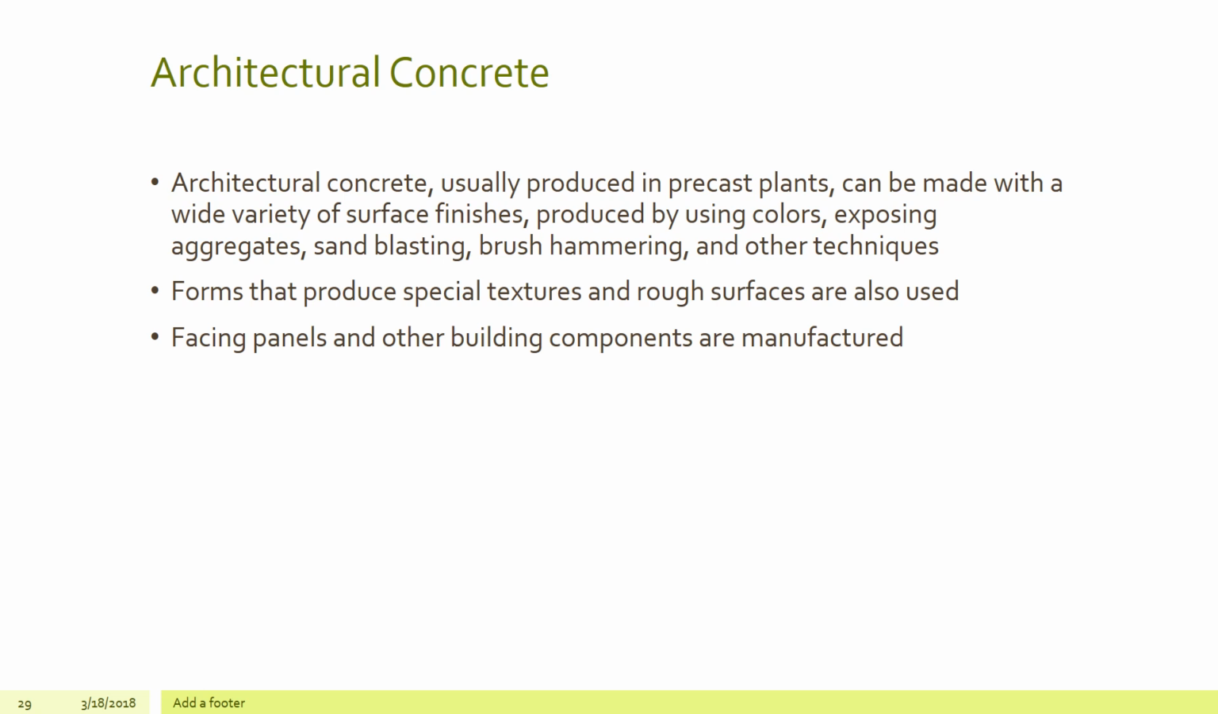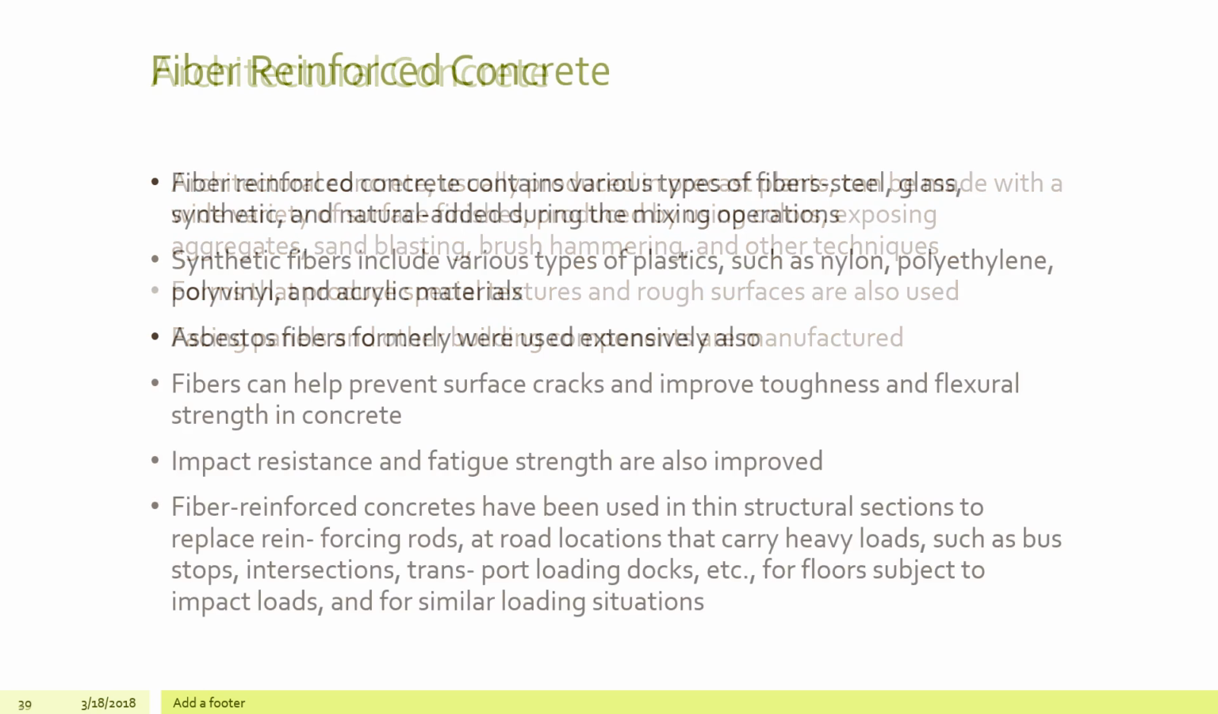Architectural concrete, usually produced in precast plants, can be made with a wide variety of surface finishes, produced using different colors. Exposing aggregates, sandblasting, brush hammering, and other techniques have been used. Again, basically, what has the architect or the design professional spec'd out, or what look are they looking to obtain or have? Forms that produce special textures and rough surfaces are also used. Facing panels and other building components are manufactured.